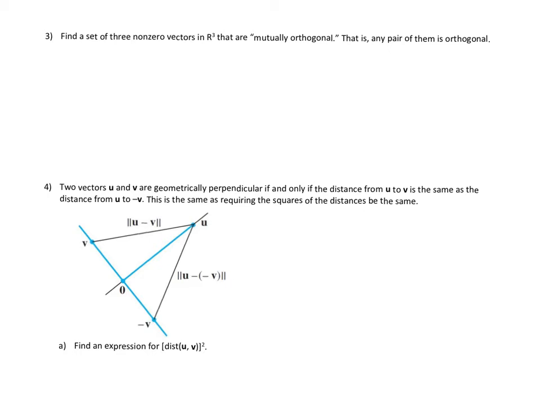Okay, find a set of 3 non-zero vectors in R3 that are mutually orthogonal. Any pair of them is orthogonal. Okay, so I need 3 vectors. I can't use 0, 0, 0 because they said non-zero vectors. That any 2 dotted together are going to give me 0. All right, so let's see.